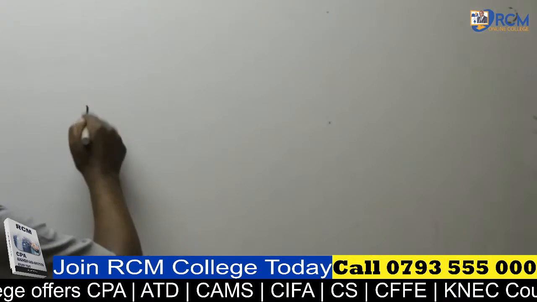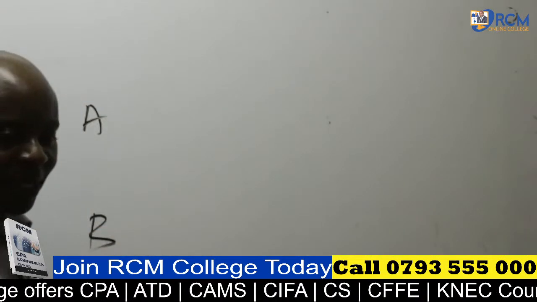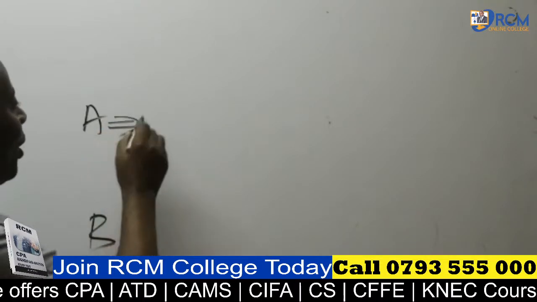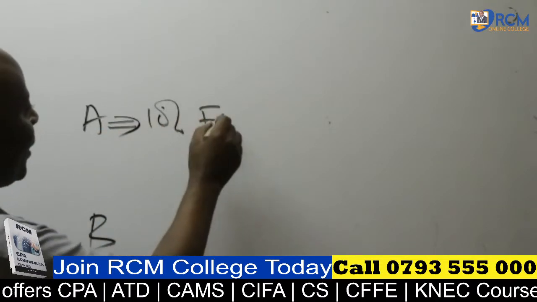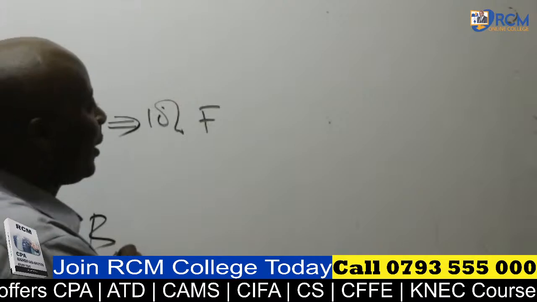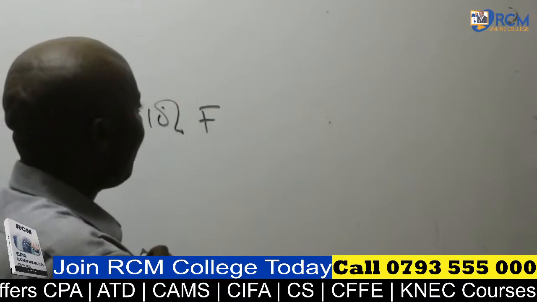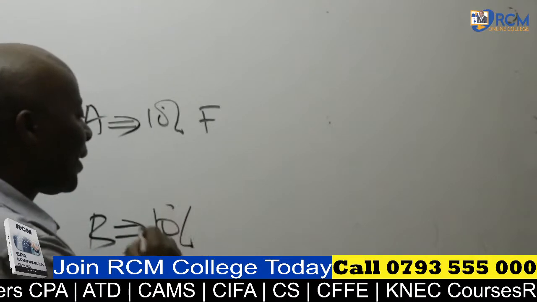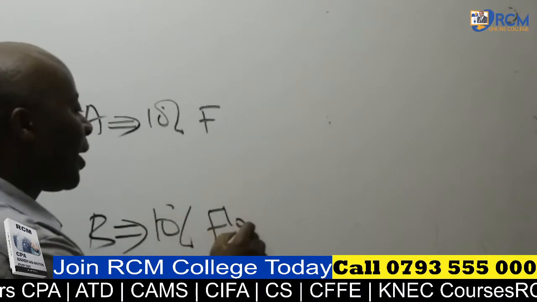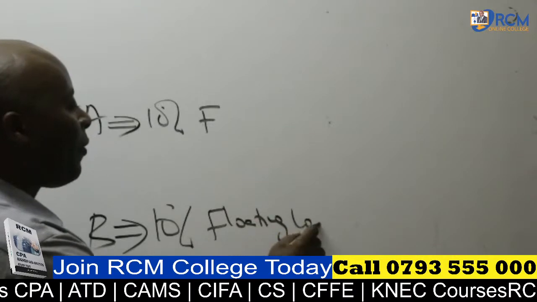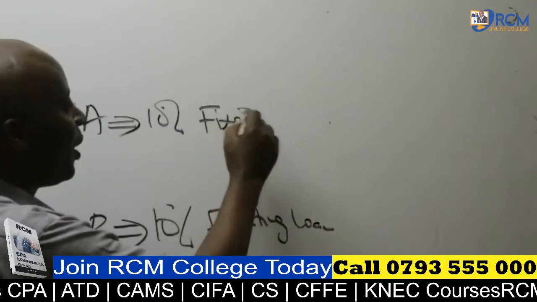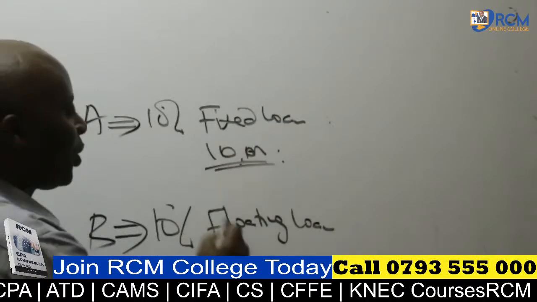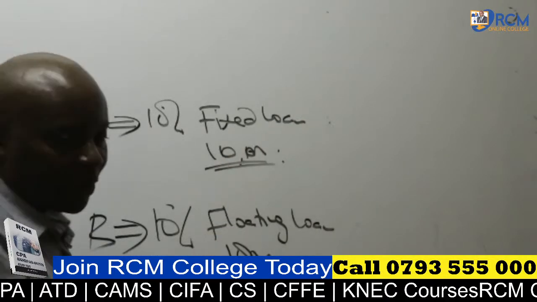So again, we have company A, we have company B. Company A, ladies and gentlemen, in this case could be having a loan of say 10% fixed. It's a fixed loan, 10% per annum. And then B could also be having 10%, in this case, floating. A floating loan. This is a fixed loan of say 10 million Kenya shillings. And also this one here is 10 million Kenya shillings.